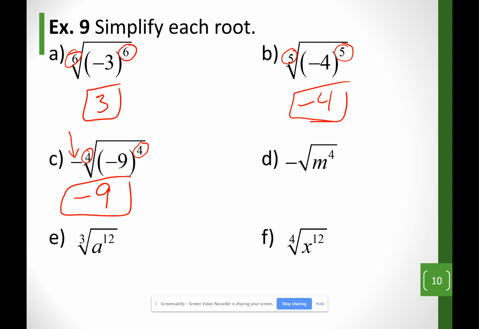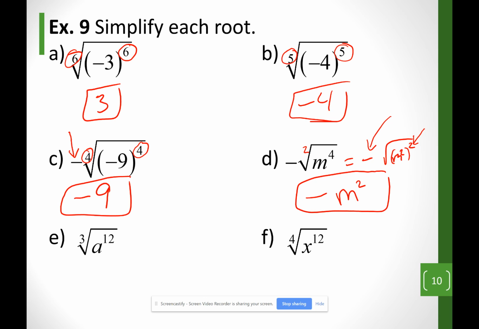Here, technically, I have a 2 up here. Now, m to the fourth, I can rewrite this, let me keep the negative on the outside, as the square root of m squared squared, that's m to the fourth. That way, the square root and the square cancel each other out. So I'm going to have m squared. Because of the negative sign on the outside, my answer will be negative m squared.